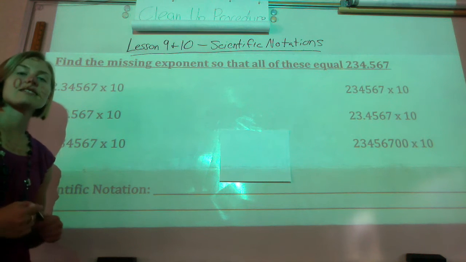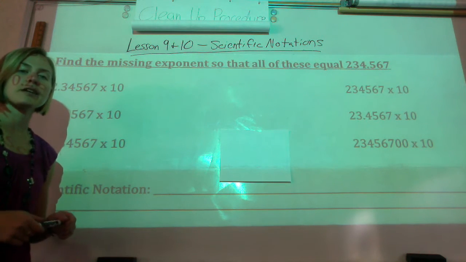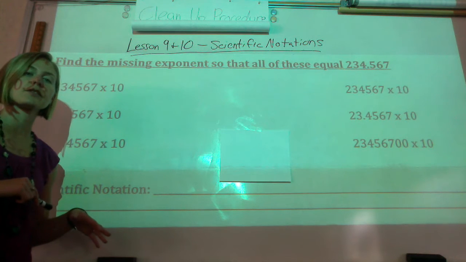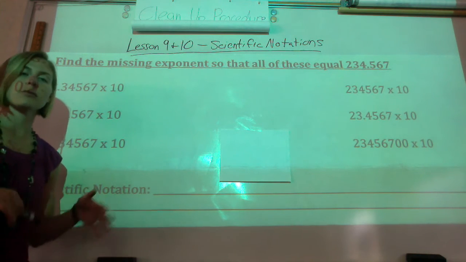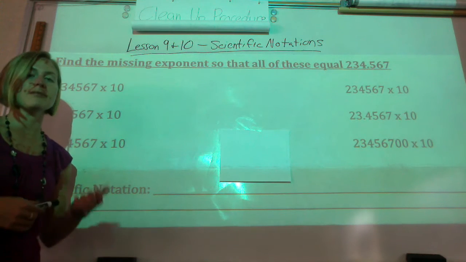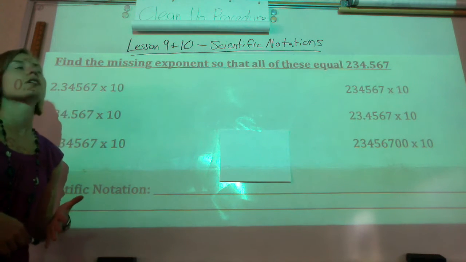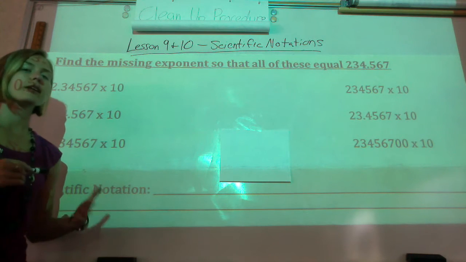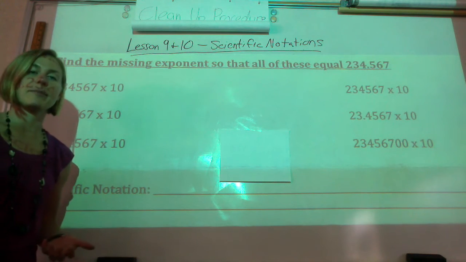This is lessons 9 and 10 on scientific notations and the operations we can do with scientific notations like addition, subtraction, multiplication, and division, and I'll be showing you examples of all of those. But we need to start with the basics of scientific notation. So first I'm going to show you how to just manipulate numbers by multiplying them by powers of 10.